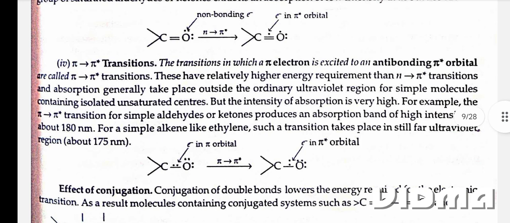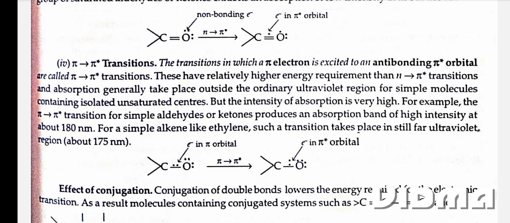Pi to pi star transitions. The transition in which a pi electron is excited to an antibonding pi star orbital is called a pi to pi star transition. These have relatively higher energy requirement than n to pi star transitions, and absorption generally takes place outside the ordinary ultraviolet region for simple molecules containing isolated unsaturated centers, but the intensity of absorption is very high.